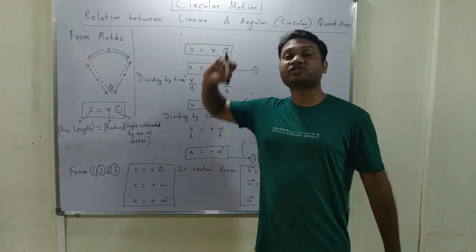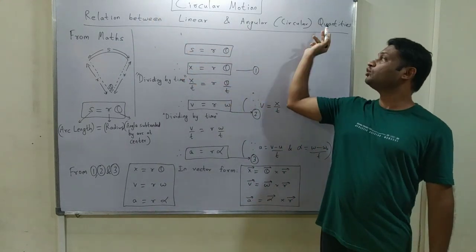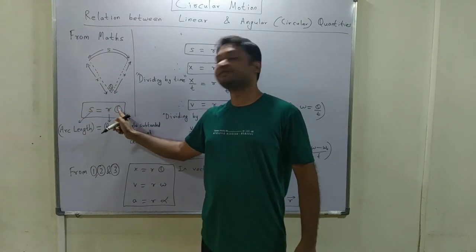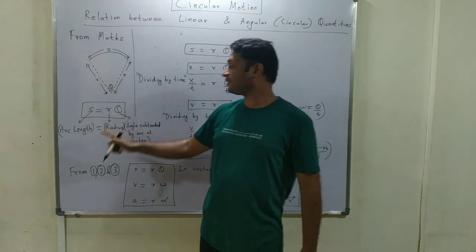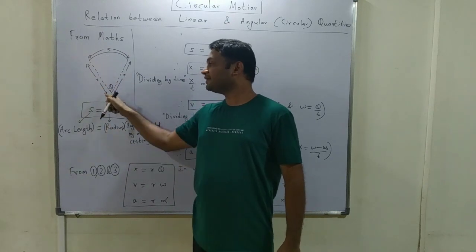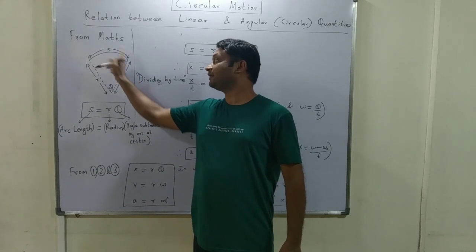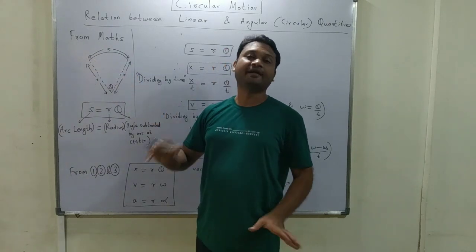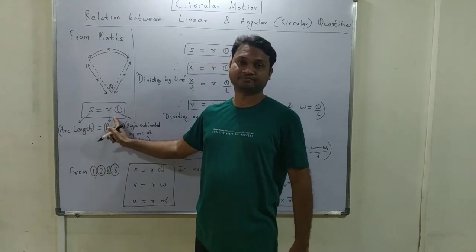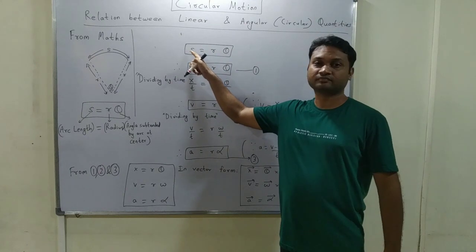Now let us understand our next concept, relation between linear and angular quantities. From maths, we know that s is r theta, where s is arc length, r is radius of the arc, theta is the angle subtended by the arc at the center of the circle. We know this relation s is r theta. So I am writing the same relation s is r theta.